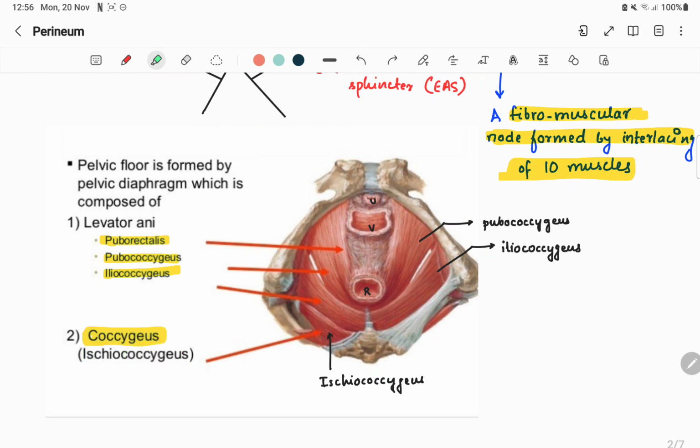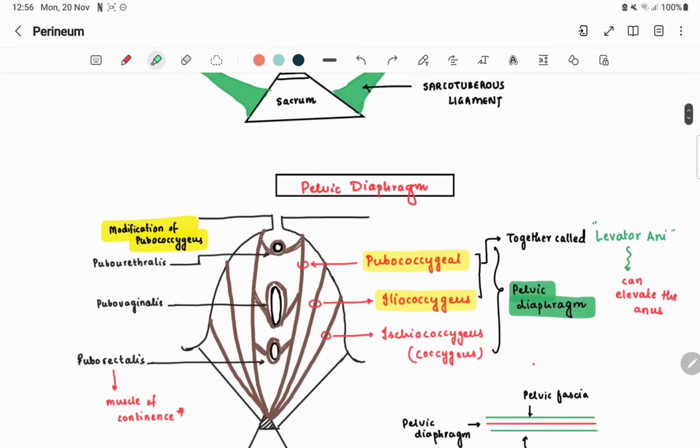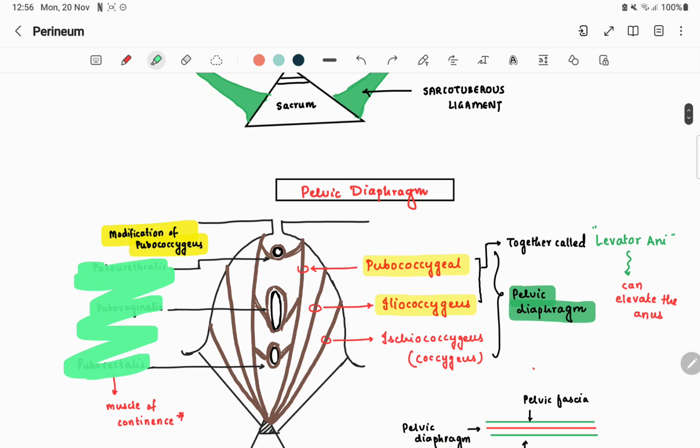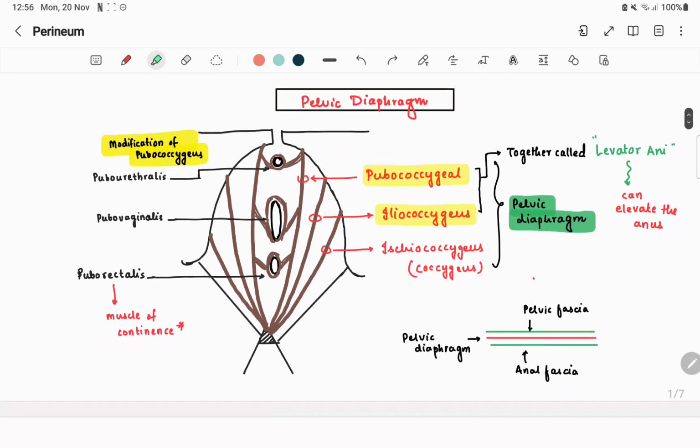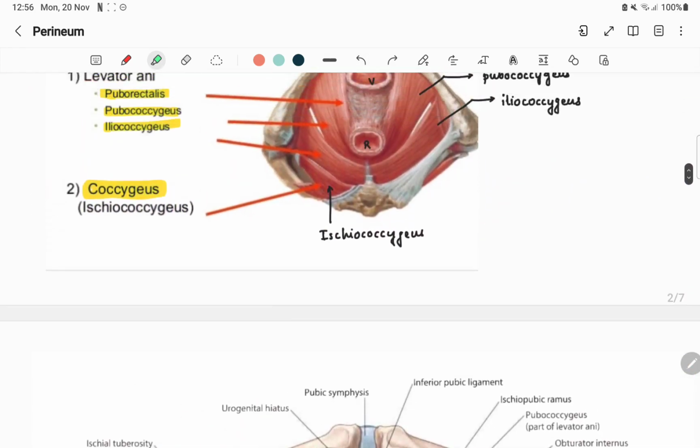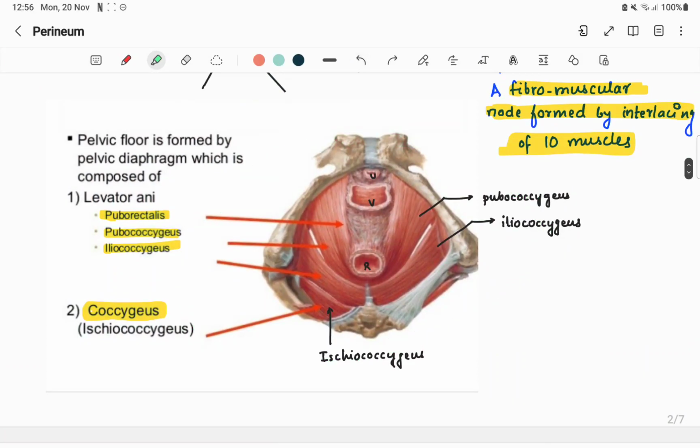Okay, so this is a pelvic diaphragm, and we have the urethral opening, the vaginal opening, and the rectal opening here. And the modifications of your pubococcygeus, these are guarding your puborectalis, pubovaginalis, and pubourethralis. Okay, this muscle, your pubourethralis, pubovaginalis, puborectalis. Understood? So you can understand the diagram.